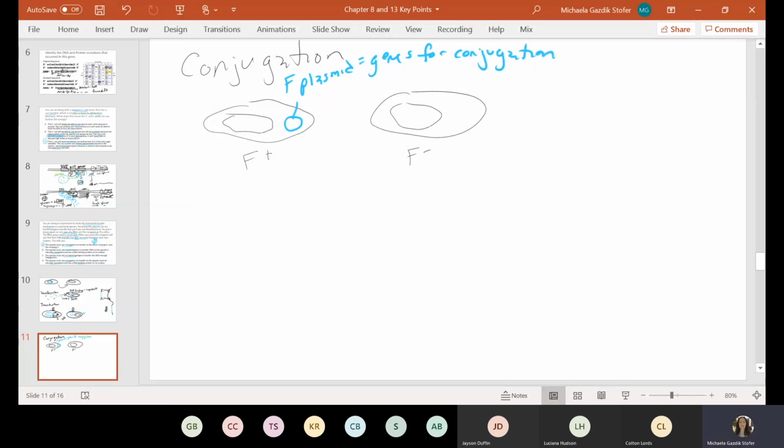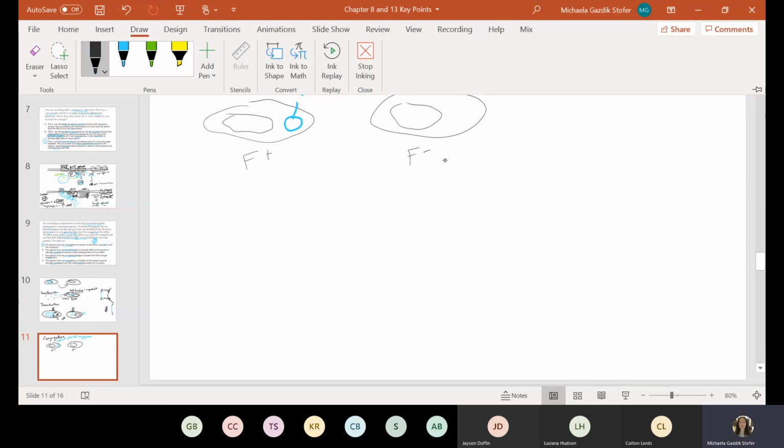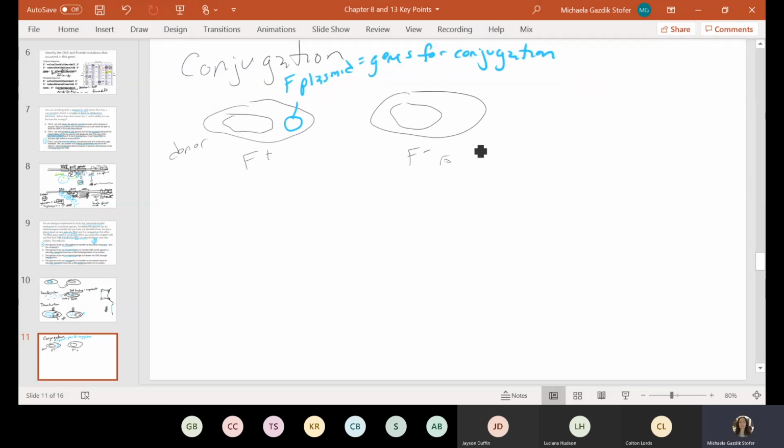That means the only organisms that can initiate conjugation are ones that have one of those plasmids. And they're always going to initiate it with cells that don't. So these are always going to be your donor, and these are going to be your recipient. When conjugation's initiated, the F positive cell reaches out and forms what we call the sex pilus with the F negative cell.